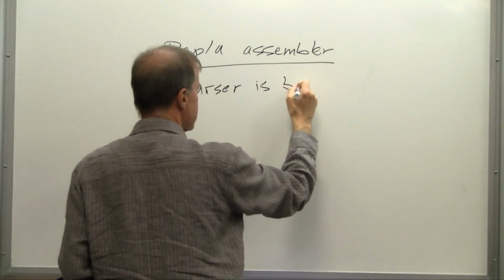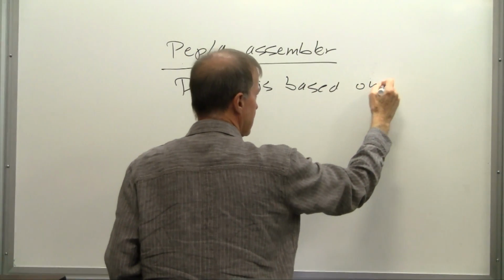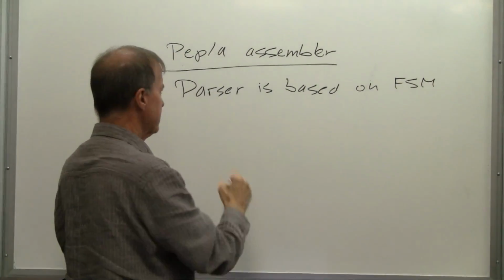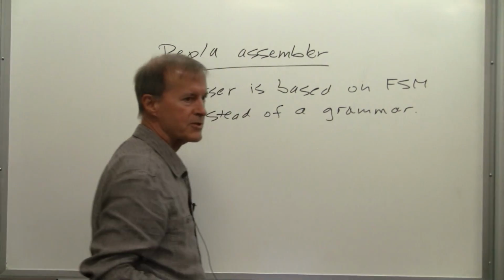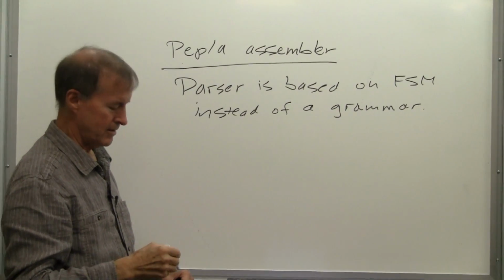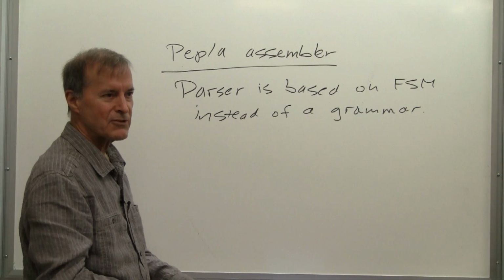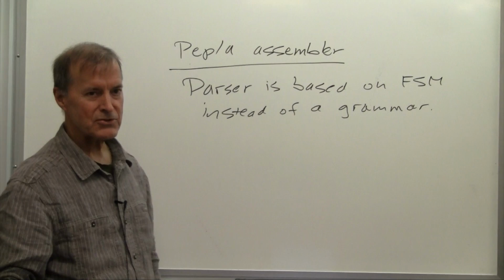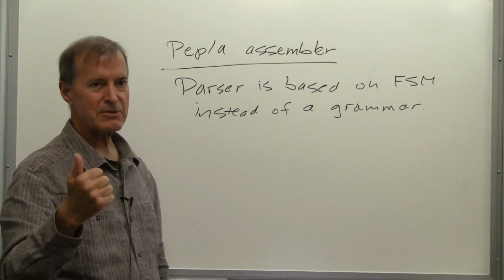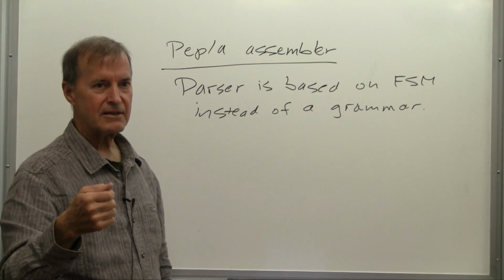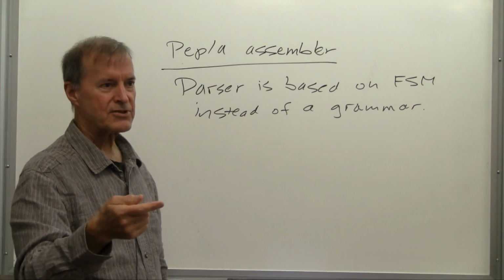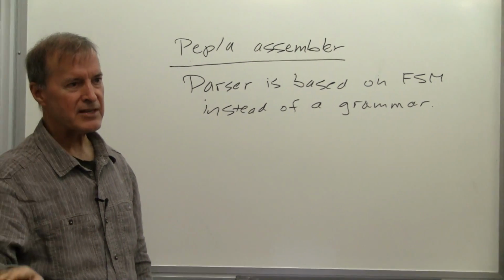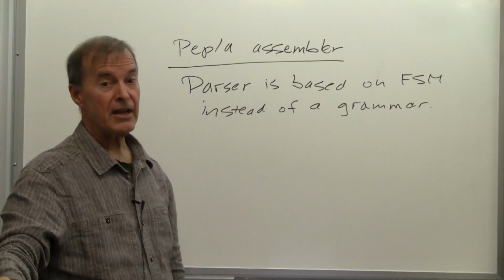The parser is based on a finite state machine instead of a grammar. Now, do you remember when we were studying, by the way, what are the 3 ways to specify the syntax of a sentence of a language? Remember those? Finite state machine, grammars, and regular expressions. And do you remember which one is more powerful, a finite state machine or a grammar? Yeah, a grammar is more powerful.